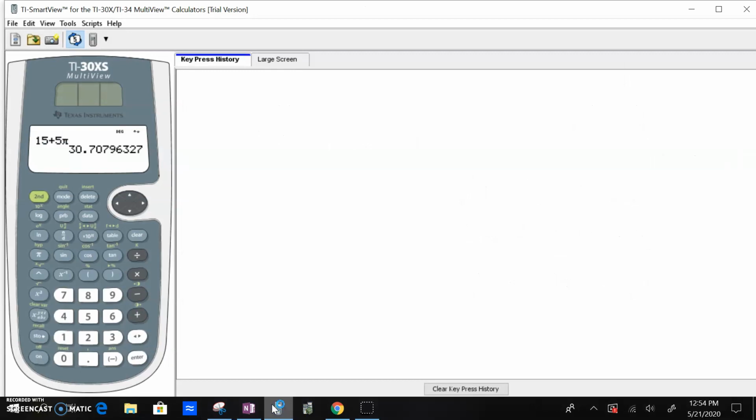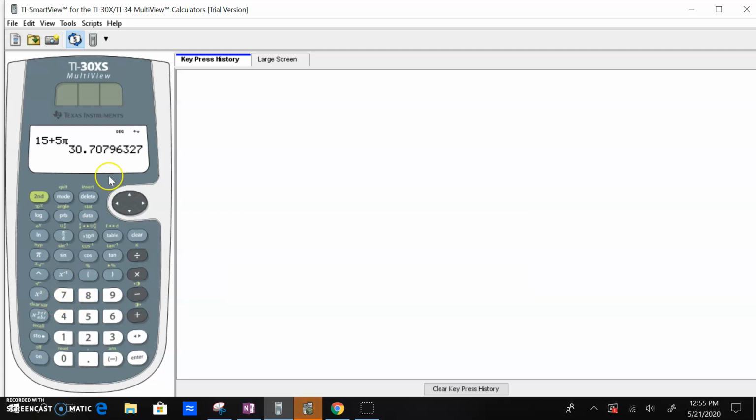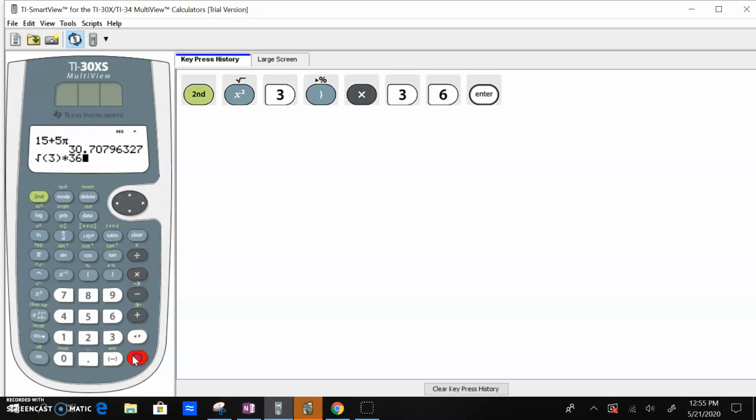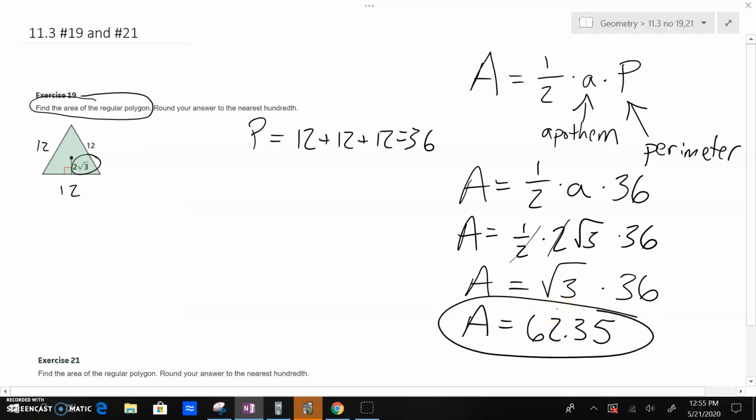Oops, grabbed the wrong calculator. Actually, it doesn't matter as long as we use parentheses. So I'll grab my other calculator. Okay, so let's go second square root of 3, and I'm going to close out the parentheses. That tells the calculator to stop using the square root and then multiply by 36. We could do it the other way and you get the same answer. You end up with 62.35 as the answer, to the nearest hundredth, and that would be the answer for the area of this triangle.